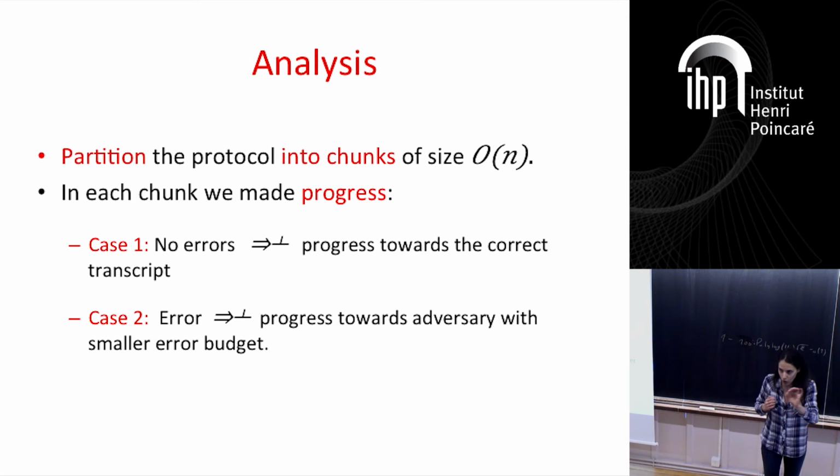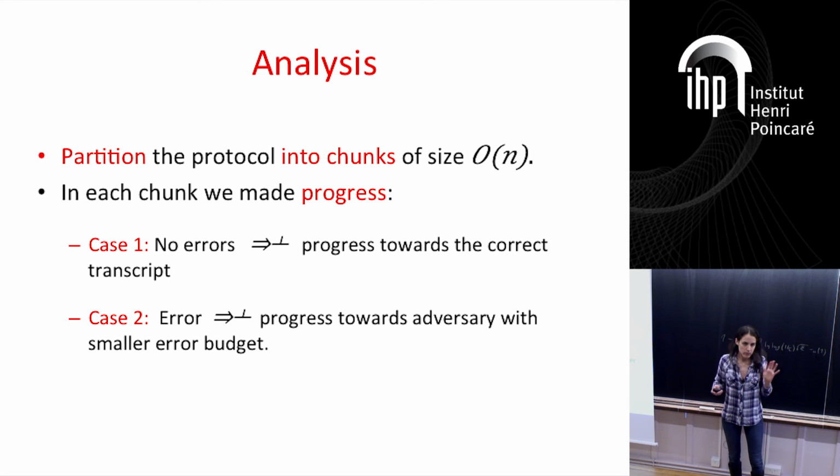I just want to point out for Noga, this is a personal aside, because in the Tzvika case, case 2 does not hold, because if one error does not give him a smaller budget... but that was a side note. Okay, so the analysis is simple.